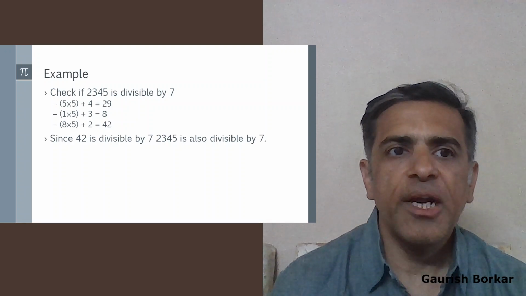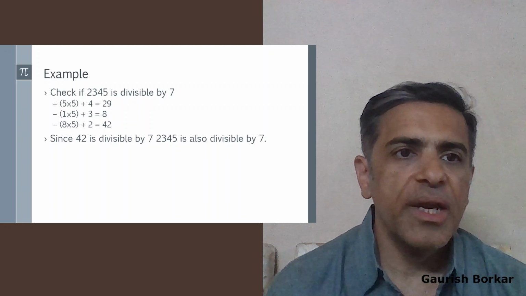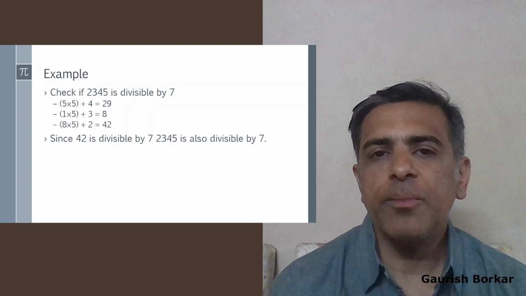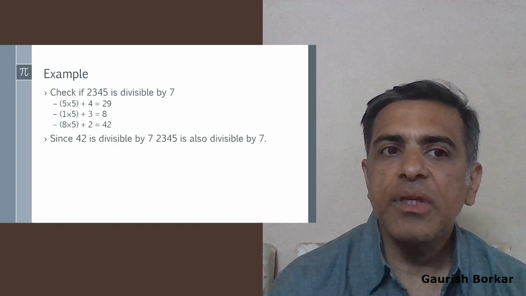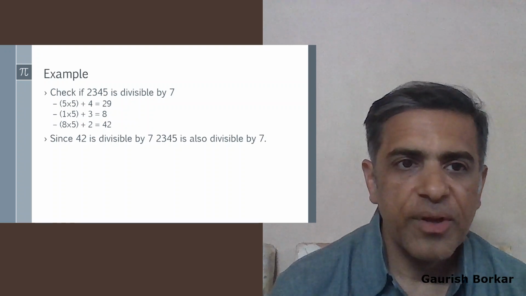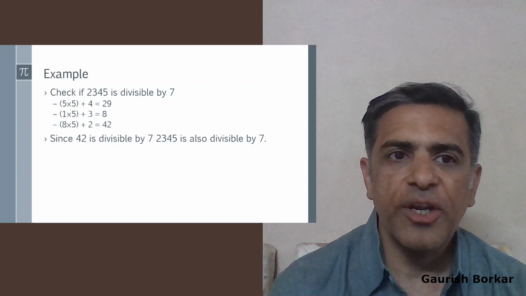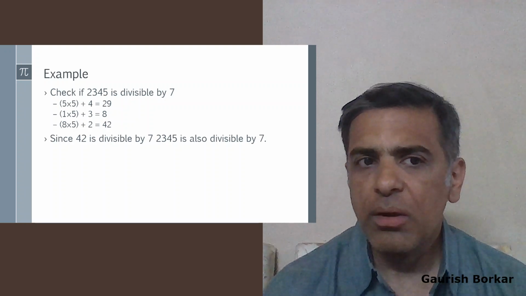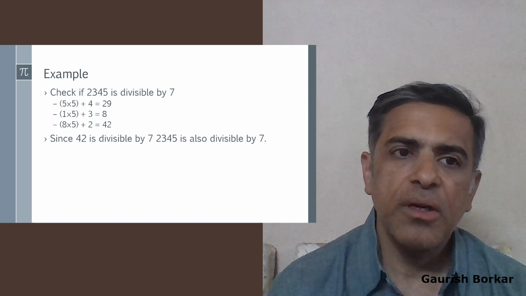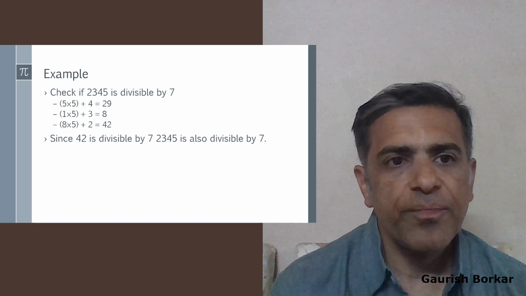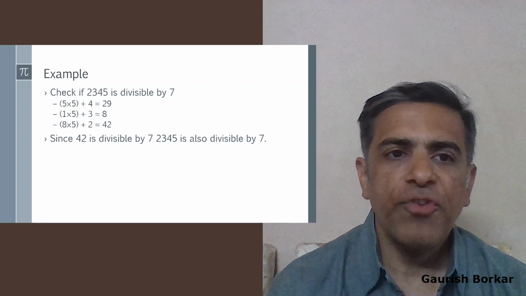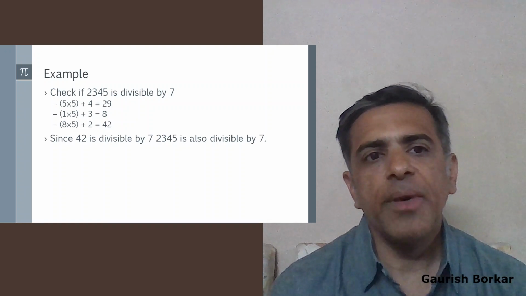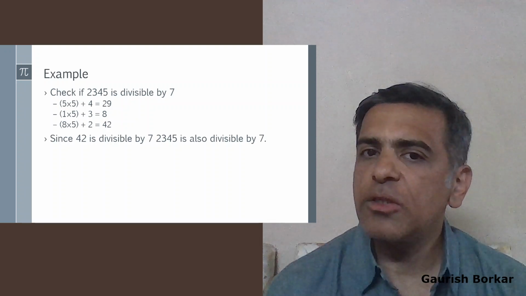We pick 5, multiply it by 5, and add 4 to it. So we get 25 plus 4, 29. 29 is greater than 7, so we divide 29 by 7. The remainder is 1. 1 is multiplied by 5 and we add 3 to it. So 5 into 1, 5, plus 3 is 8. 8 is greater than 7. We can directly multiply or you can subtract, whatever is preferred. So 8 into 5, 40, plus 2, 42. Now 42 is divisible by 7. So 2345 is also divisible by 7.